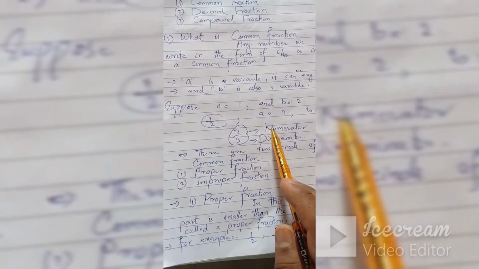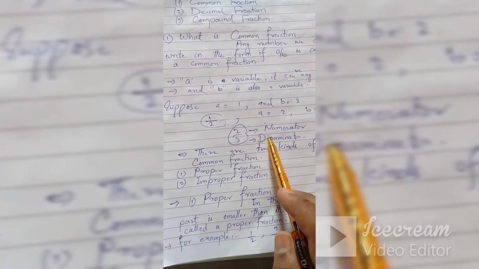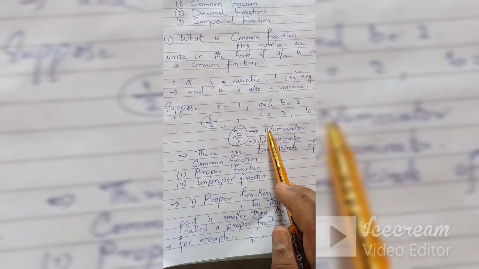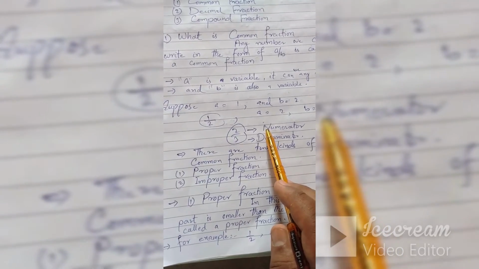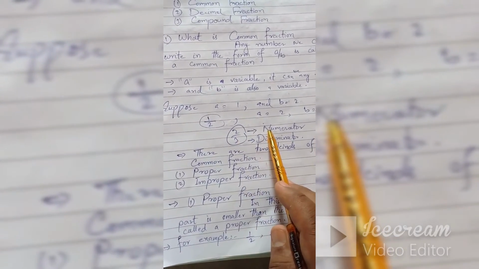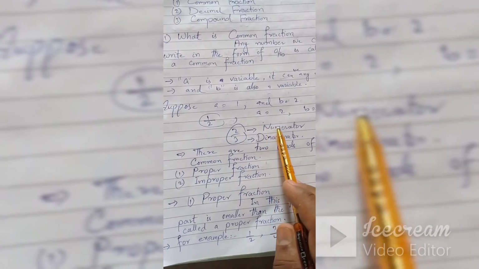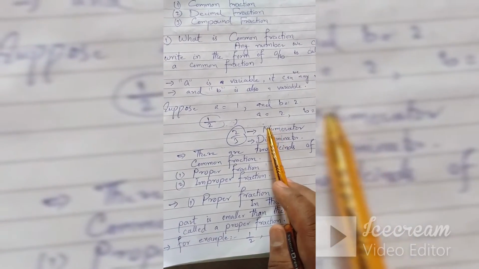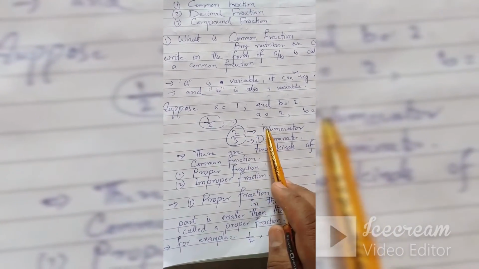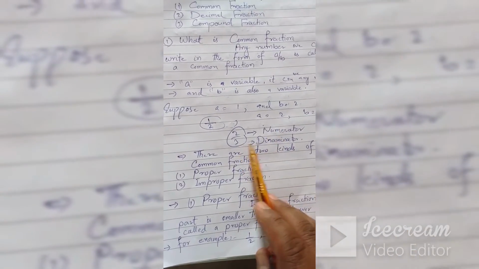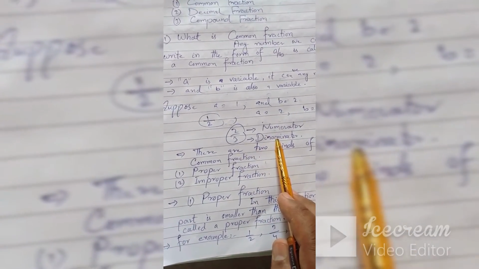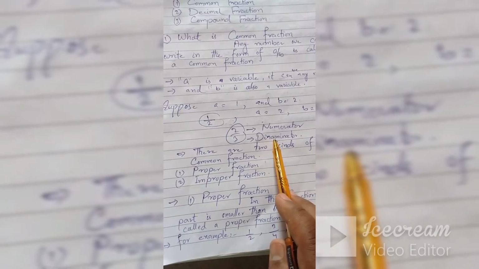Here the upper number is called the numerator and the lower number is called the denominator. If someone asks you what is numerator, you can say the upper part of the common fraction is called a numerator, and the lower part of the fraction is called the denominator. This is called numerator, this is called denominator.